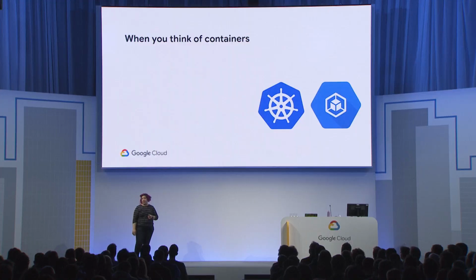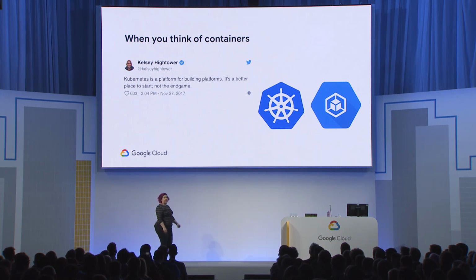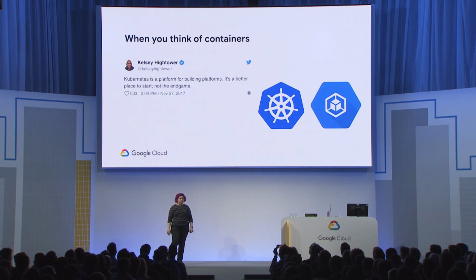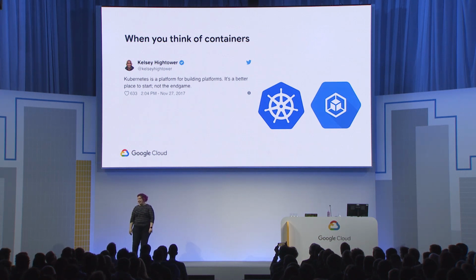Now, our third pillar. This is one of the most unique aspects of our product. There is no other product in the market that gives you this kind of portable experience. When you think of containers, you think of Kubernetes. And Kelsey Hightower, who's a developer advocate at Google and one of the authors of a very popular Kubernetes book, says Kubernetes is really a platform for building platforms. It's not the end game. It's a great starting point, but it is not the be-all and end-all.